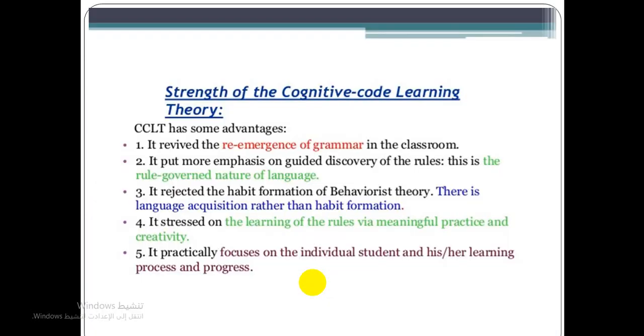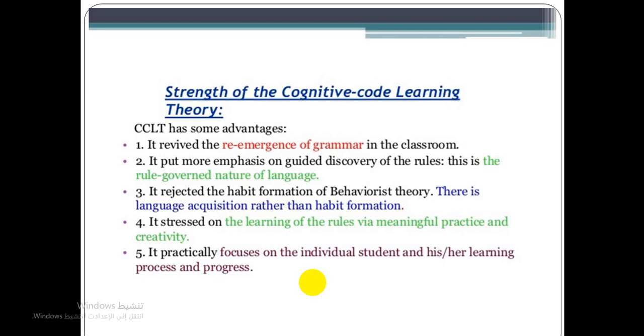What are the strengths of the cognitive code learning theory? Yes, there are advantages as well as disadvantages of cognitive learning theory. Among the advantages, it's a good foundation for the elementary level. The graphophonemic approach can be the best for this level. Yes, the cognitive code approach revived the re-emergence of grammar in the classroom.